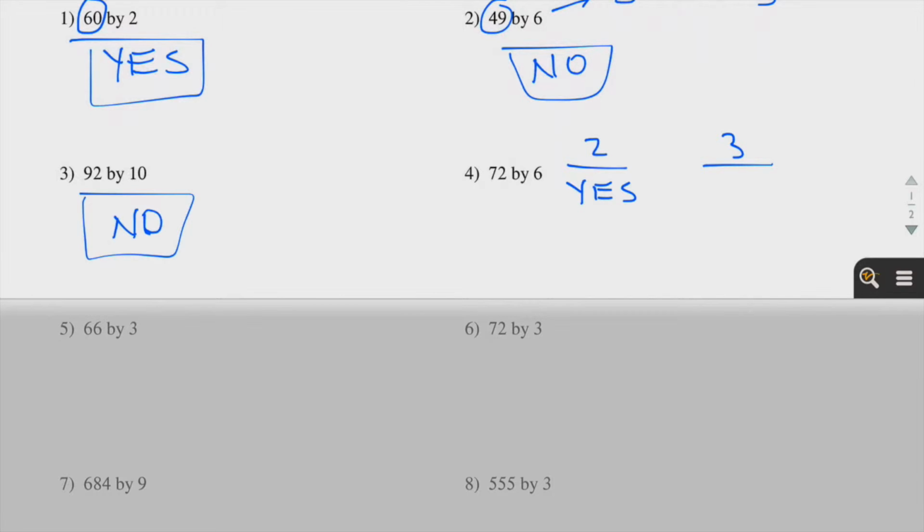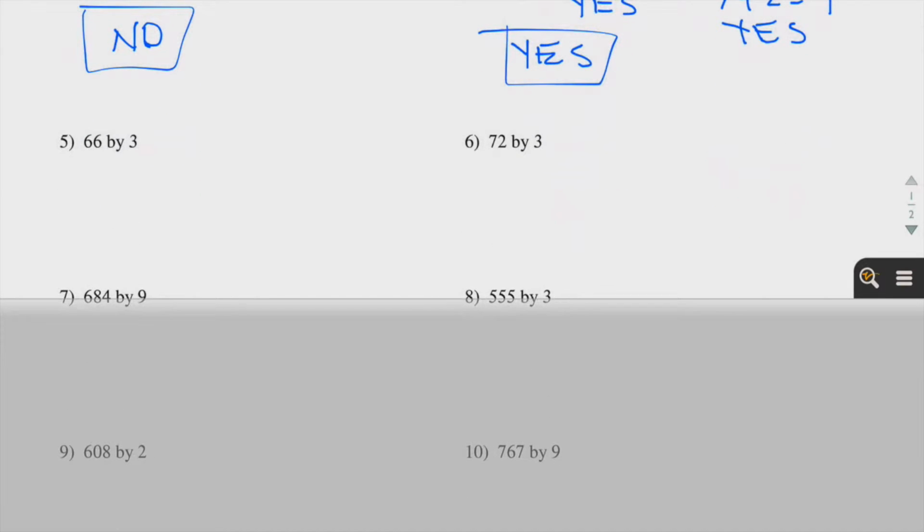Does 3 go into 72? So the rule with 3 is you add the digits of 72. In that case, we have 7 plus 2, which equals 9. 3 does go into 9, yes, which means 3 does go into 72. That only works with 3; you can't do it with all numbers. So if 2 and 3 both go into 72, then 6, yes, does go into 72.